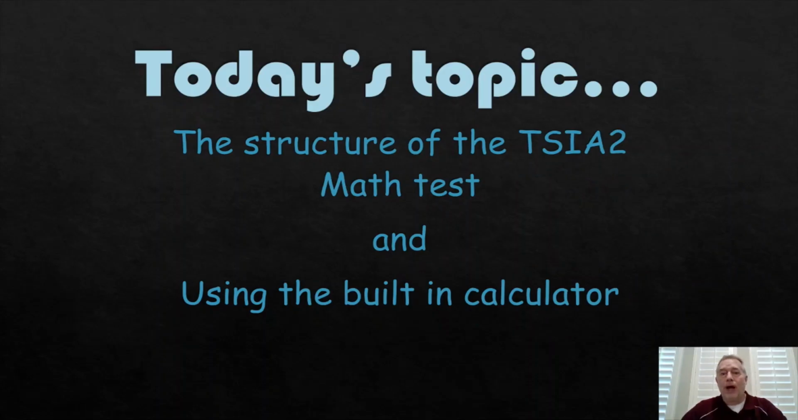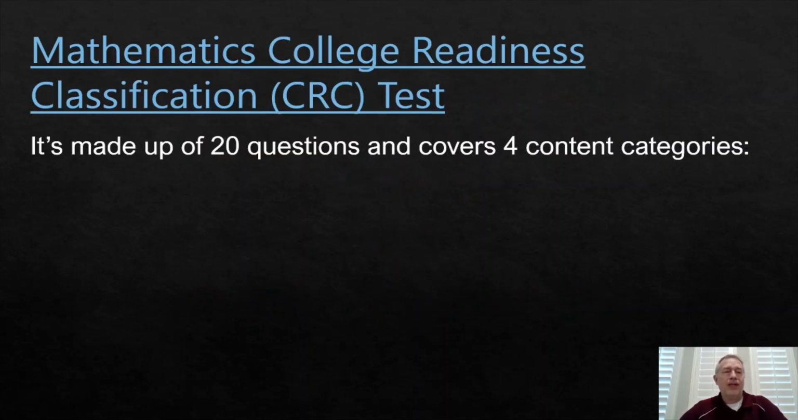Today what we want to talk about is basically the structure of the TSIA2 Math test, and then to look at the calculator options that they give you online. So this is actually called the Mathematics College Readiness Classification Test. Name doesn't really matter. Okay? What it is though, it's 20 questions. And basically it's going to be from 4 main categories.